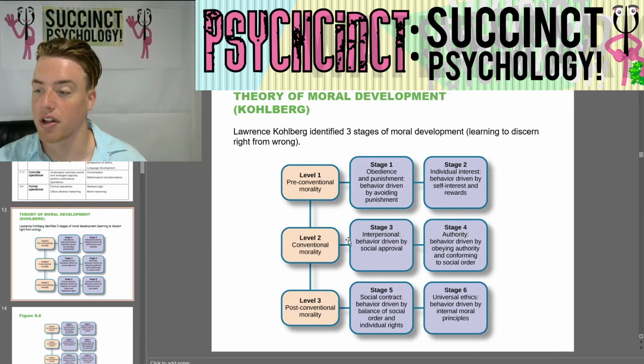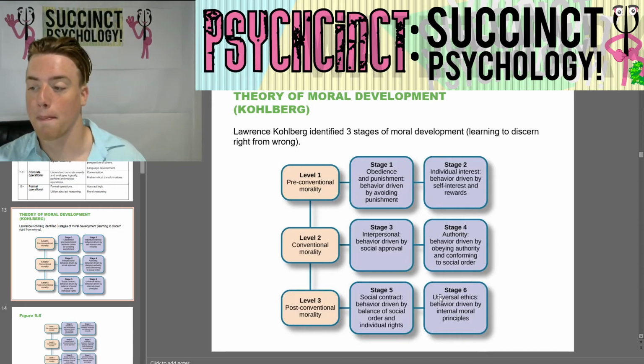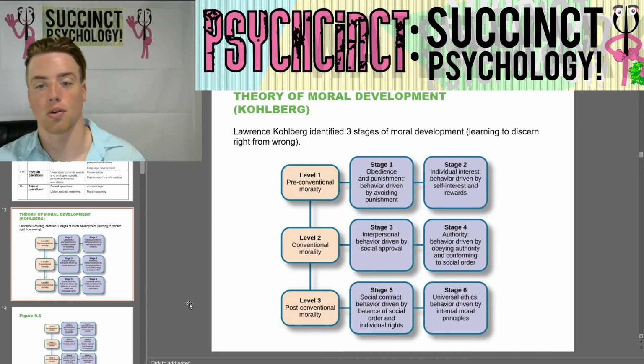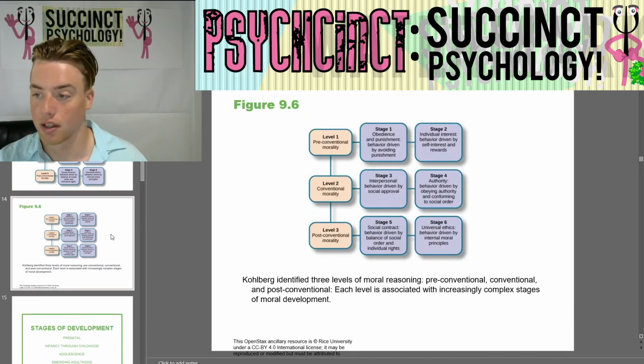Level 2 is conventional morality. We have stage 3, which is interpersonal, behavior driven by social approval, and stage 4, authority, behavior driven by obeying authority and conforming to social order. And then we have level 3, which is stage 5 and 6, social contract, behavior driven by balance of social order and individual rights. And stage 6 is universal ethics, behavior driven by internal moral principles.